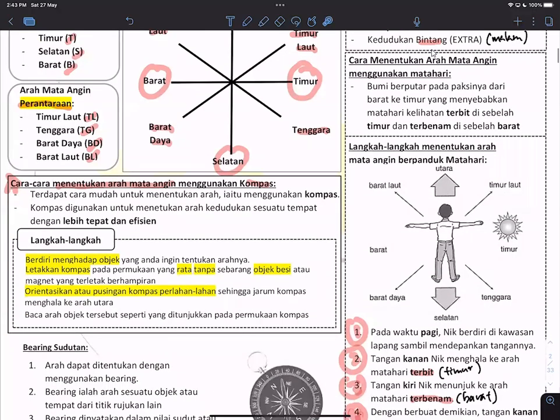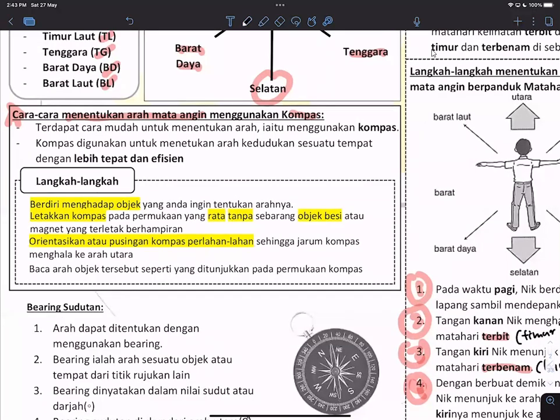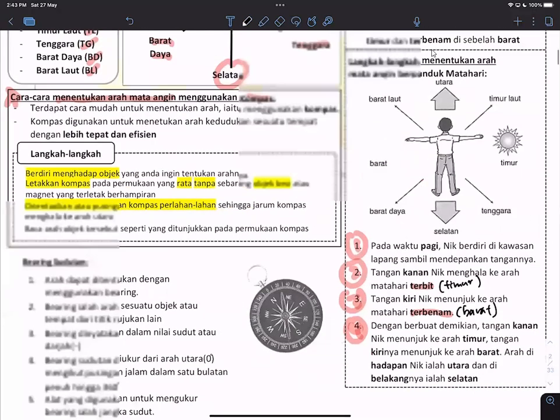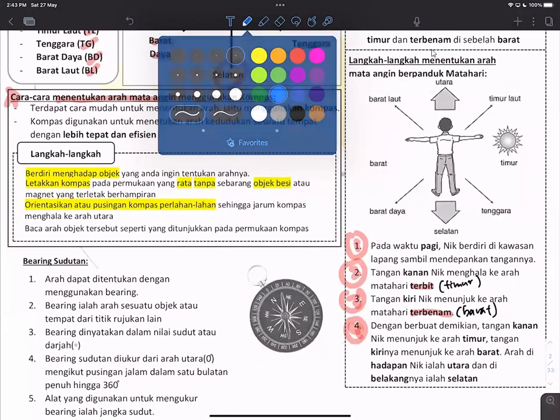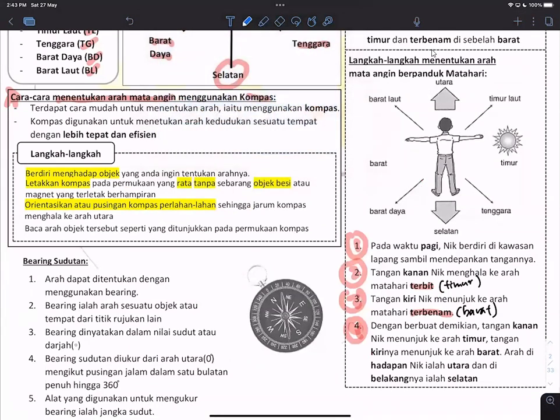Okay, so the next one, what is the langkah-langkah? So the first one, yeah, you guys please use your pen with blue or red to jot down, or maybe it's black color, doesn't matter. So the first step is you have to face towards the object. Berdiri menghadap objek yang Anda ingin tentukan. So which means menghadap object is the first keyword. Facing to the directions that you want to go to the object or to the building.